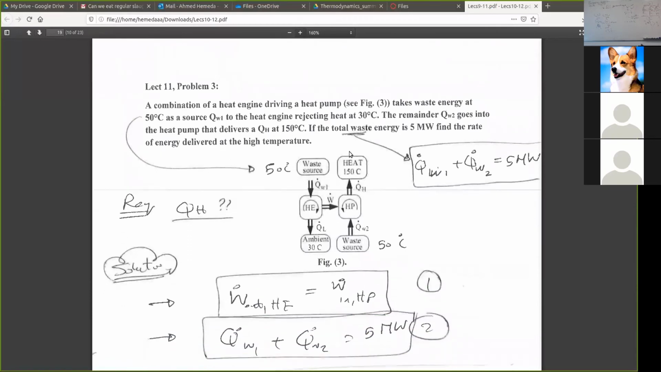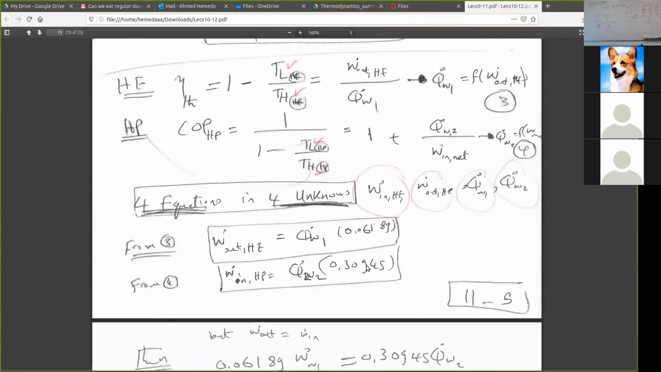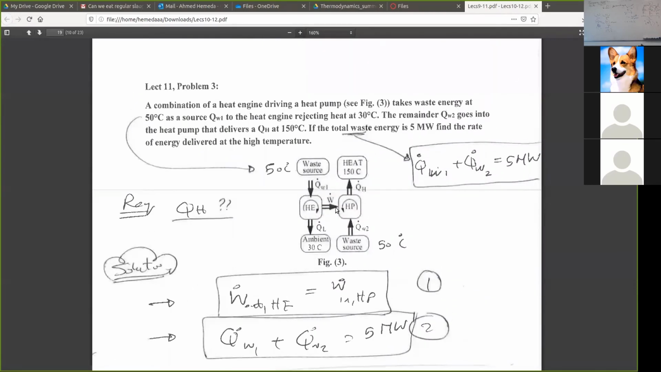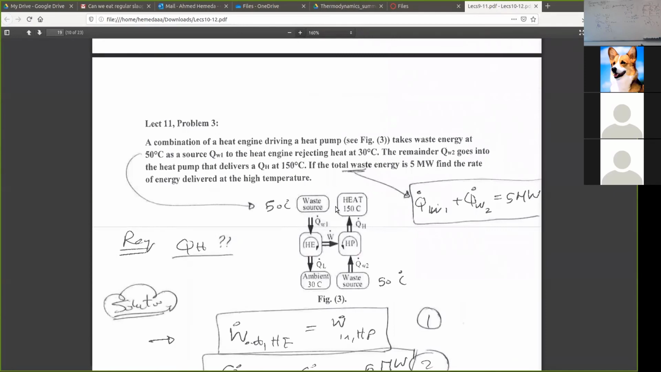Problem 3, page 5. Lecture 11, problem 3, page 5. Okay, 11.5. I'm going to read it with you. Read it first by yourself in your notes over here. This is a very interesting, important problem. I used to put it in even a midterm, sometimes in the finals, or both.